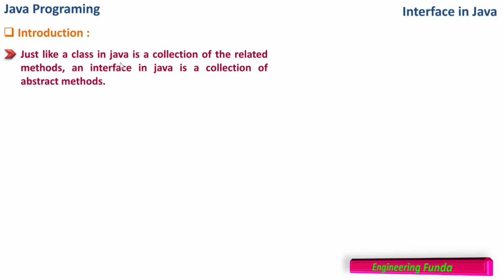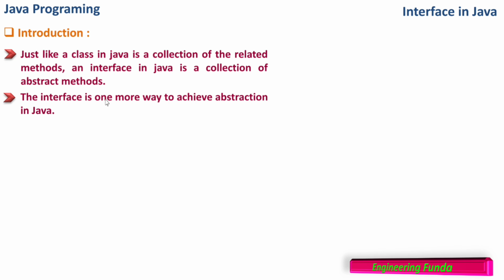Just like a class in Java is a collection of related methods, an interface in Java is a collection of abstract methods. So in an interface, all the methods that we have are abstract methods. That means the body of the method does not exist. Rather, it just has the name and the signature of the method.